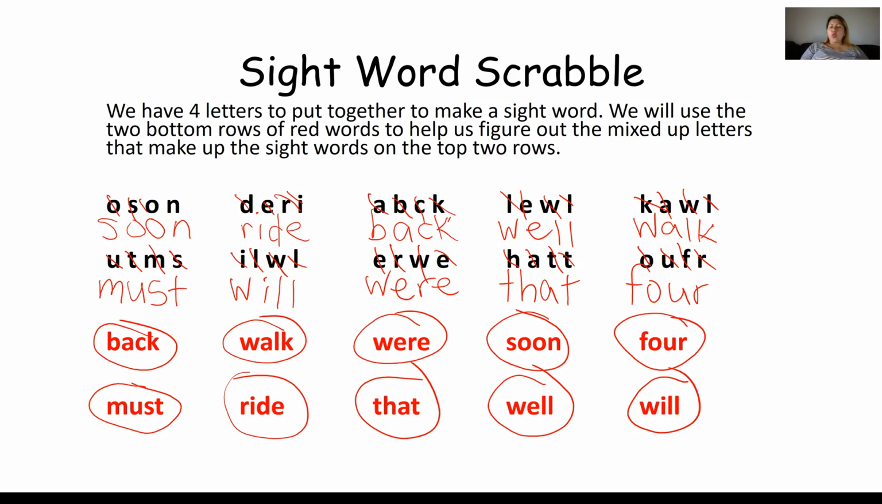those sight words. We're going to read the red ones, okay? We're going to read the first top row, and then we're going to go to the bottom row of red words, okay? So help me read them. Okay, here we go. First word, back, walk, were, soon, for, must, ride, that, well, will. Very good, boys and girls.